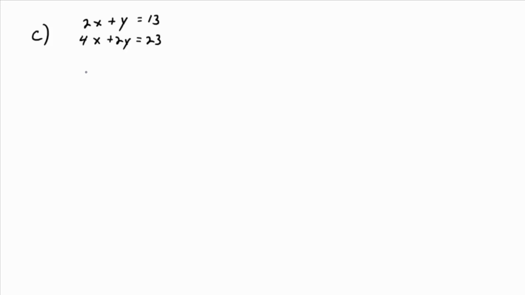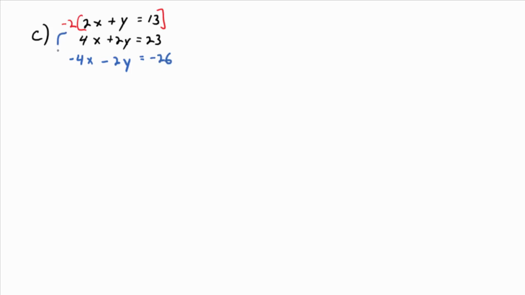We're going to eliminate the y's. So what could I multiply the top equation through by so that when I add both equations together, the y's cancel out? Negative 2. Does everybody see why? Okay, what does that give me? Negative 4x minus 2y equals 13 times negative 2. Except it's negative, right? Negative 26.